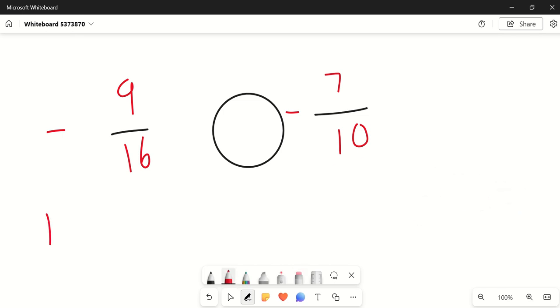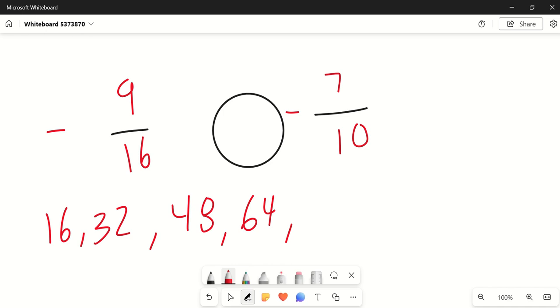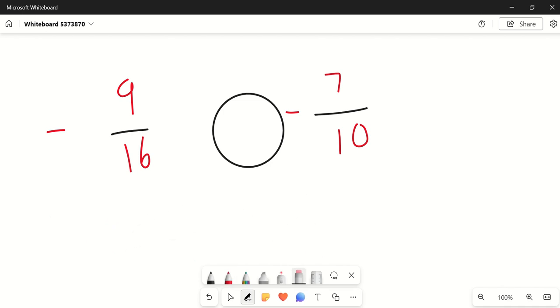So I know I have 16, 32, 48, 64, and 80. So we reach something that is a multiple of 10, which is 80. This was 1, 2, 3, 4, and 5. So in order to change this to a denominator of 80, I need to multiply both of these by 5. 9 times 5 is 45, so this will become 45 over 80.